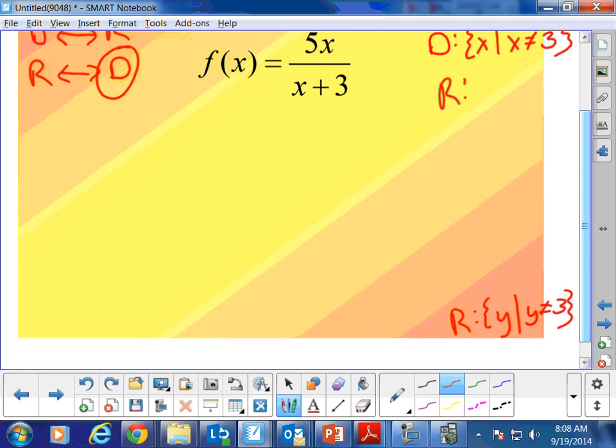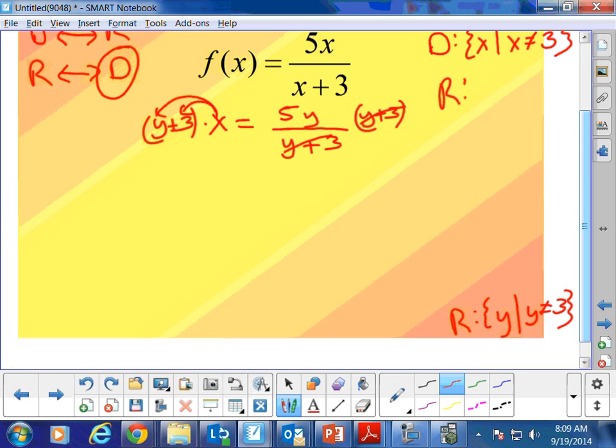Now this one, I'm going to do the reverse of it as far as switching the x's and the y's. So I'm going to have x equals 5y over y plus 3. Now one of the things I'm going to do is get rid of the denominator, so I'm going to multiply by y plus 3 here and y plus 3 here. I'm multiplying because this is division, so when you're solving, that cancels out, and then I'm going to distribute. So I end up with xy plus 3x is equal to 5y.